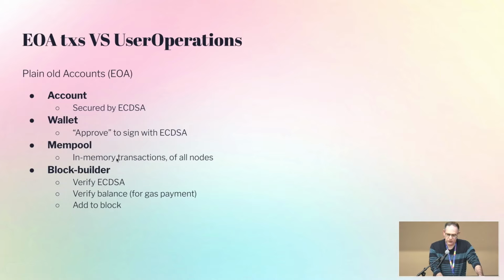The mempool is there to make sure that there's no denial of service, nobody attempts to attack the network. It is distributed all over so nobody can censor you. The block builder, again, verifies the signature, verifies you have enough balance, and adds it to a block.